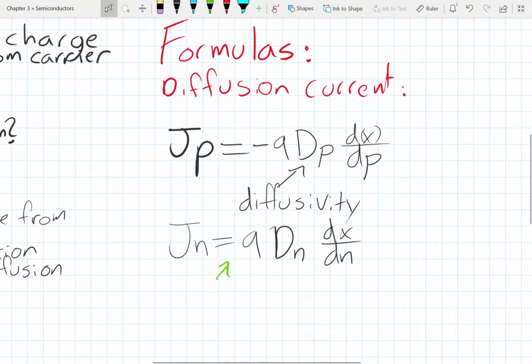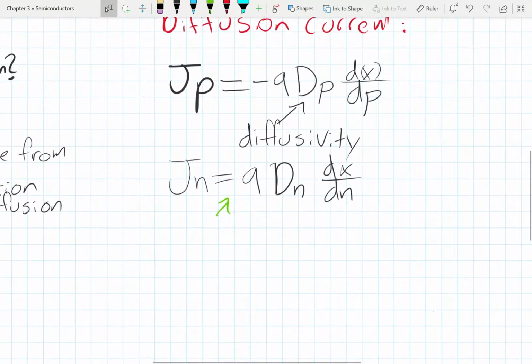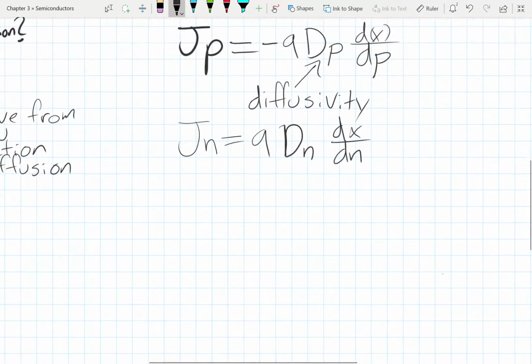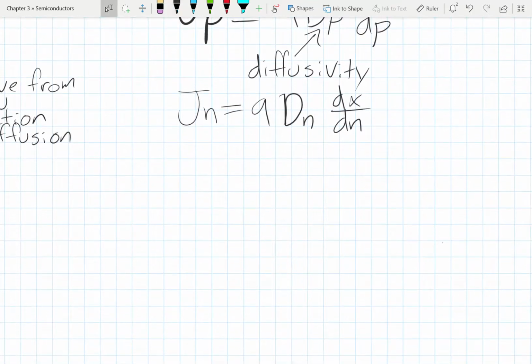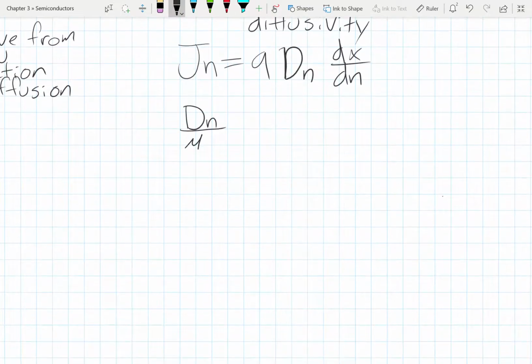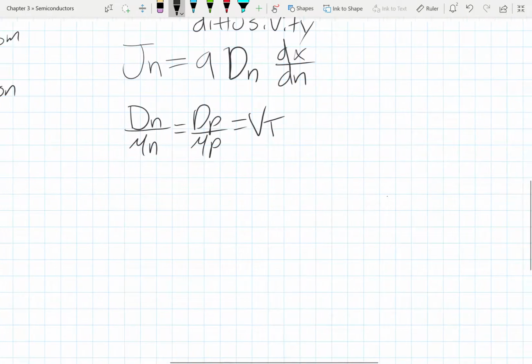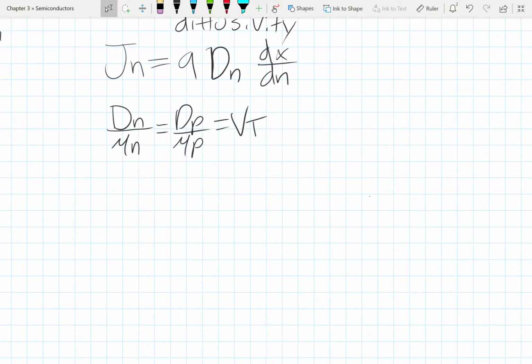For more formulas, one important thing to know about diffusivities, that's the Dp and Dn that we have in these formulas, is Einstein's relationship. Einstein's relationship is used to find what those diffusivities are. It's a relationship between diffusivity, mobility, and something else that we call thermal voltage. So it says this is equal to thermal voltage. If you're given one or the other, you can find what you're missing.